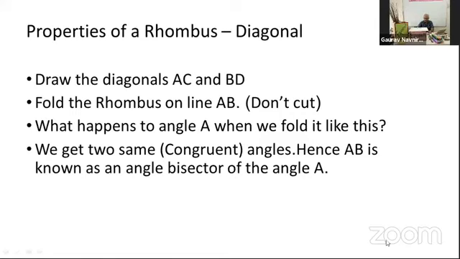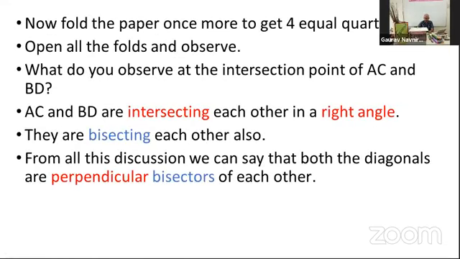When we fold the rhombus, we get the angle bisector of the angle A, as we saw earlier. Next slide. Now fold the paper once more to get 4 equal quarters. Open all the folds and observe. What do we observe at the intersection point of AC and BD? AC and BD are intersecting each other at a right angle. They are bisecting each other also. From all this discussion, we can say that both the diagonals are perpendicular bisectors of each other.